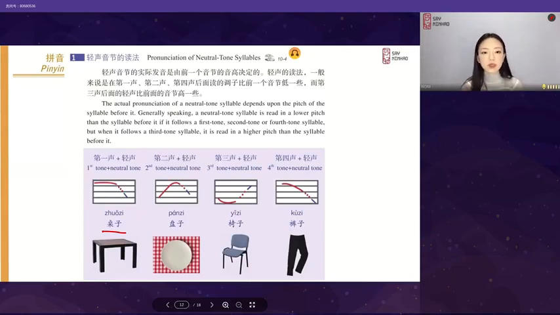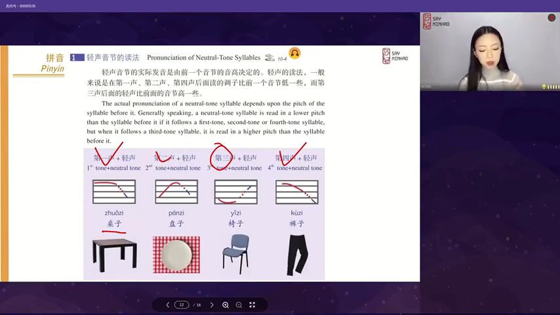So, this is the rule for it. When the neutral tone is after the first, second, and fourth tone, then the pitch of the neutral tone will be lower, okay, lower. But when it is after the third tone, the pitch of the neutral tone will be higher, okay? Read after me. 桌子, 盘子, 椅子, 裤子. Okay, now let's move on to next one.